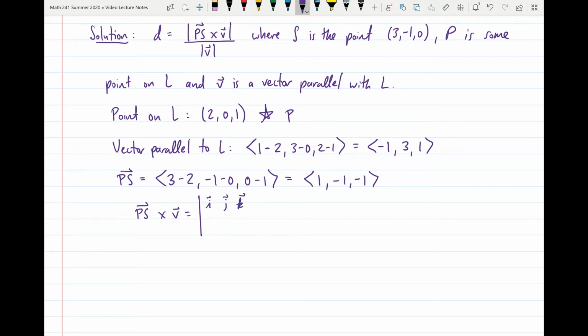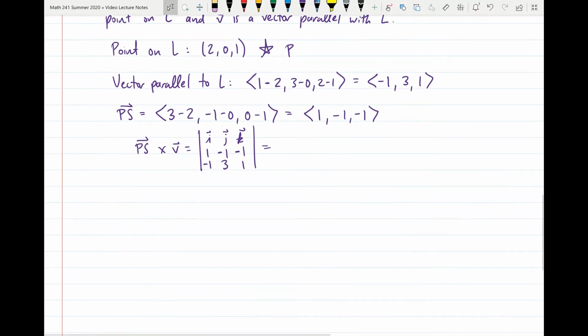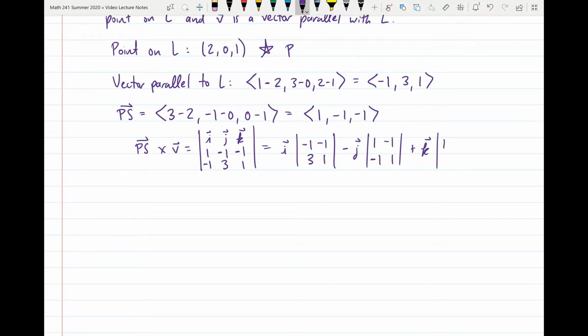And to do so, we're going to calculate the determinant of this 3 by 3 matrix. Let's see, we have a 1, a minus 1, a minus 1, and then for V, we get a minus 1, 3, 1. And now let's calculate the determinant of this 3 by 3 matrix. We get i times the determinant of minus 1, 3, 1, minus j times the determinant of 1, minus 1, 1, plus k times the determinant of 1, minus 1, 3.